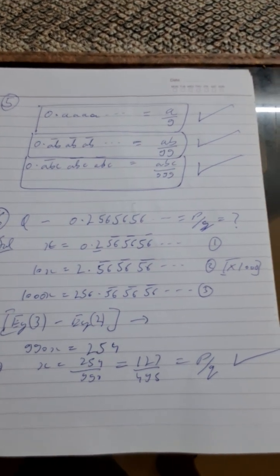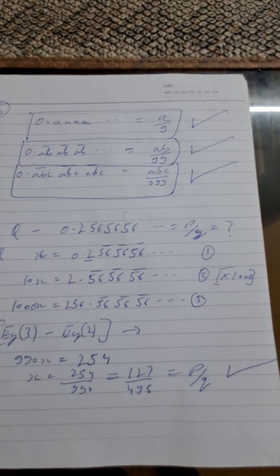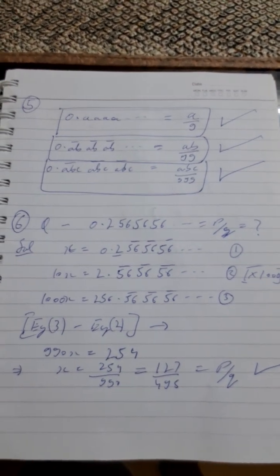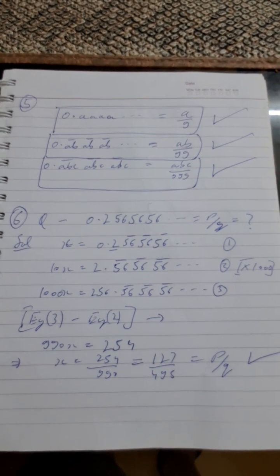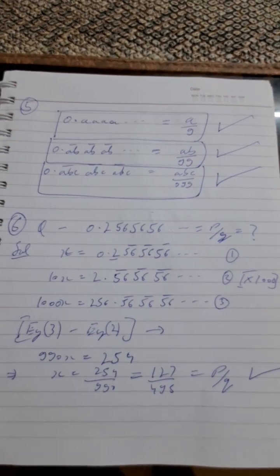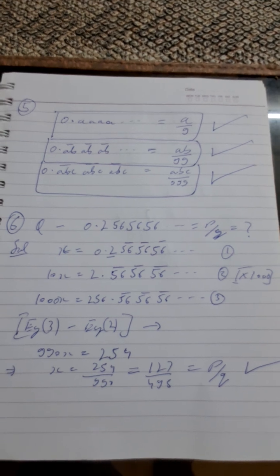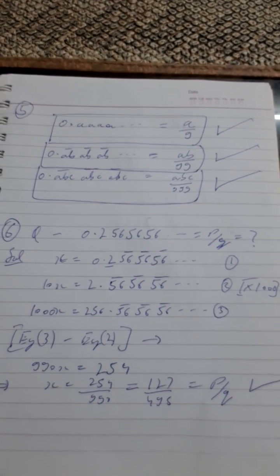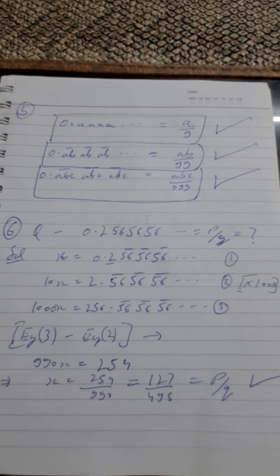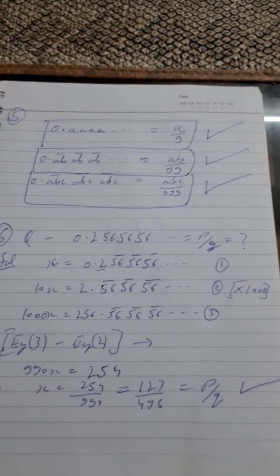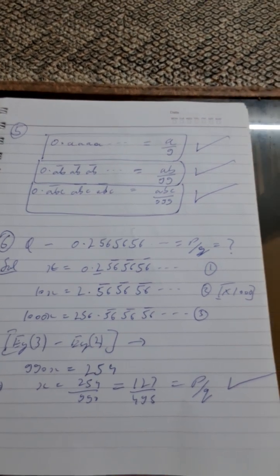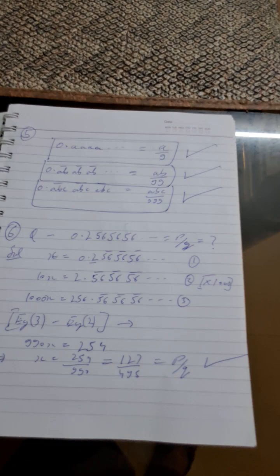What we do here is, rather than getting two equations, we get three equations. So first we put down x is equal to 0.2565656. Then because there is one digit that is not repeating and is not part of the pattern, we multiply by 10, which is basically 1 followed by one 0. What this does is distinguish the non-repeating part and the repeating part before and after the decimal. This is very important to understand for the next step.